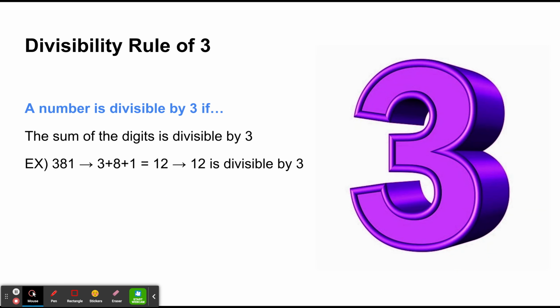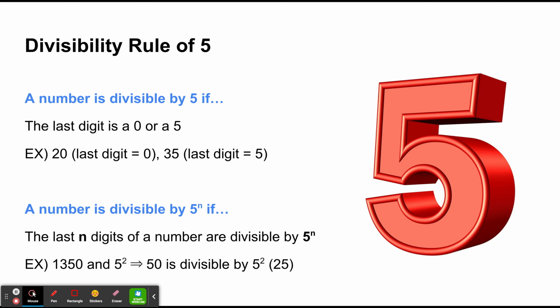Now the rule of 3. A number is divisible by 3 if the sum of the digits is divisible by 3. For example, 381. If we add 3 and 8 and 1, that equals 12, and 12 is indeed divisible by 3, so 381 is divisible by 3.